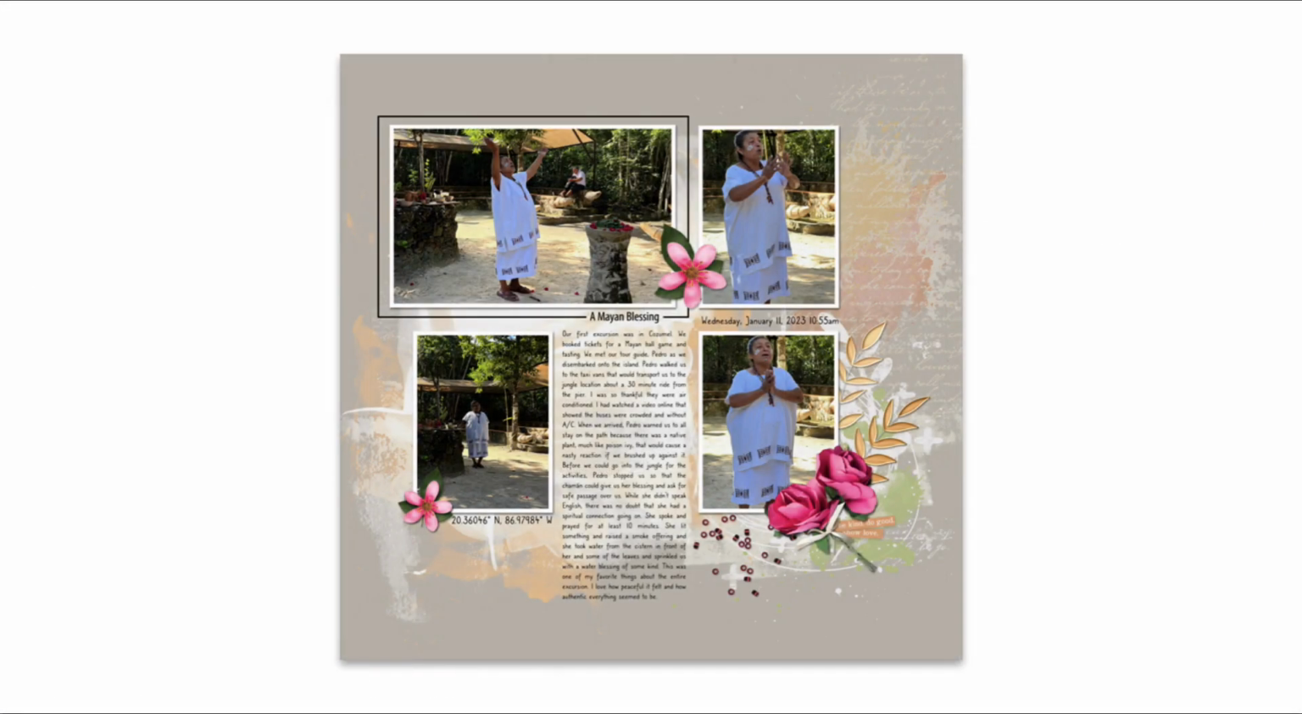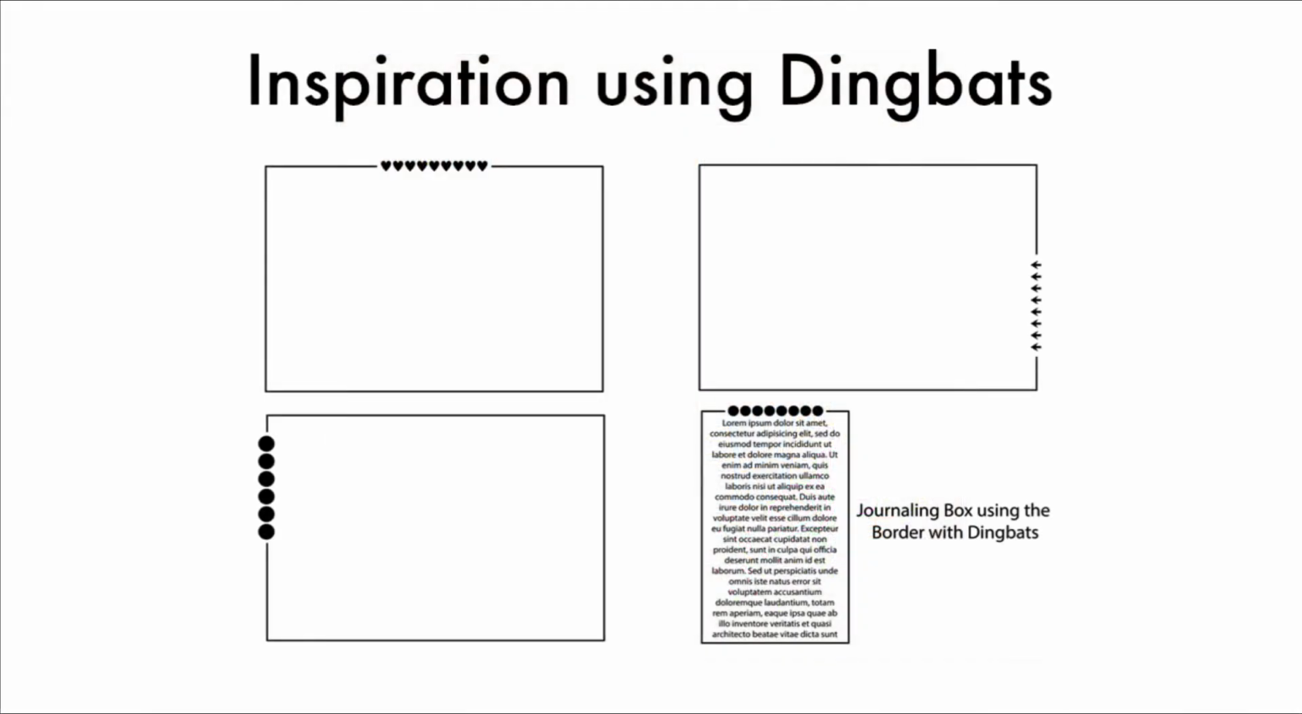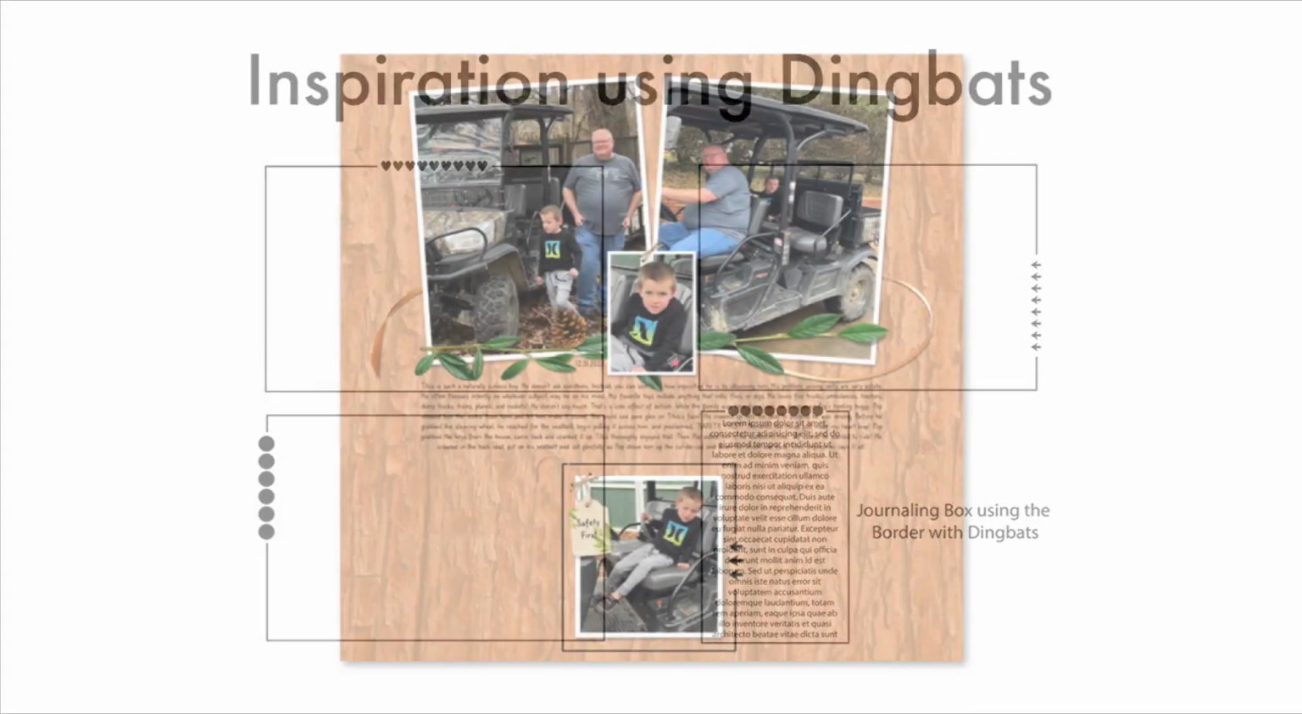Here is my finished page. Creating the broken stroke outline was just the perfect way to draw attention to the story of my page. Before I go, I'd like to share with you a few more pages I created using dingbats in place of the type. For instructions on how to do this, please refer to the manual.